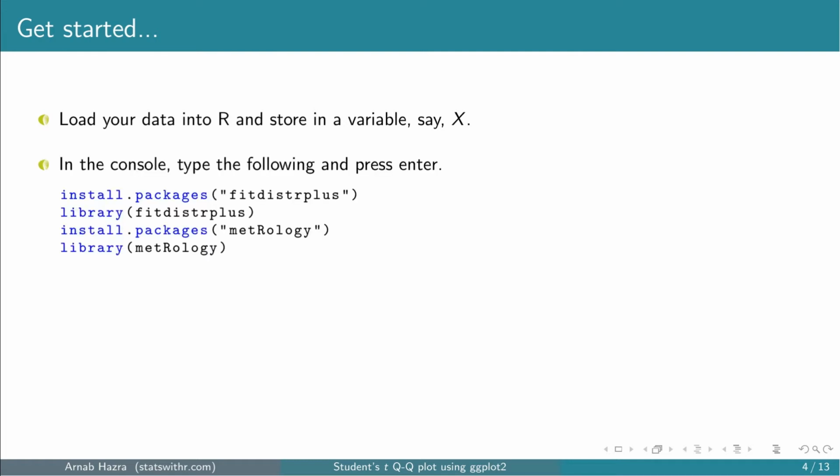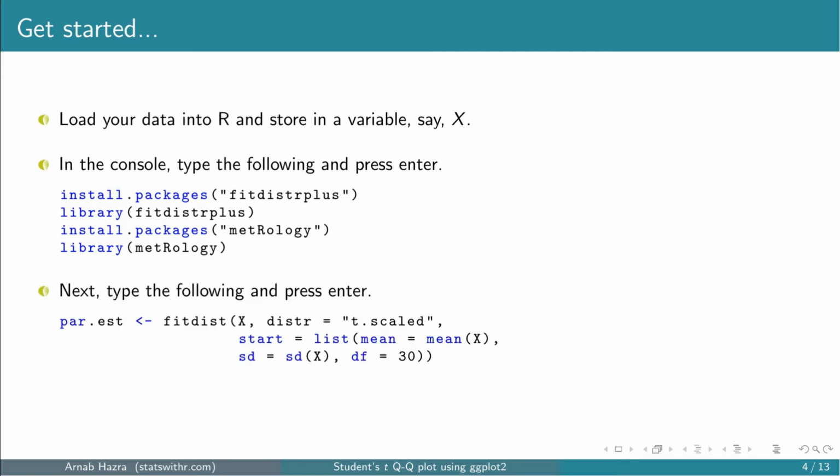For that, you need two packages, fitdistrplus and metRology. If you haven't installed these packages yet, install them from CRAN using the command install.packages. Once you have installed them, call them using the command library. Now you are ready to obtain the maximum likelihood estimates.